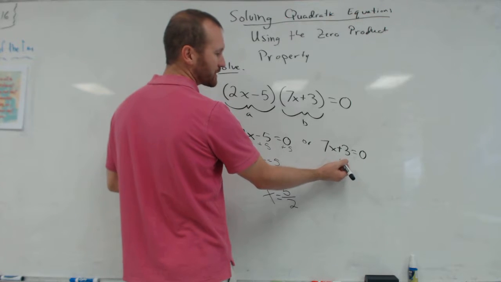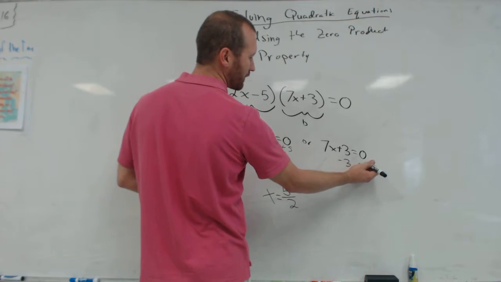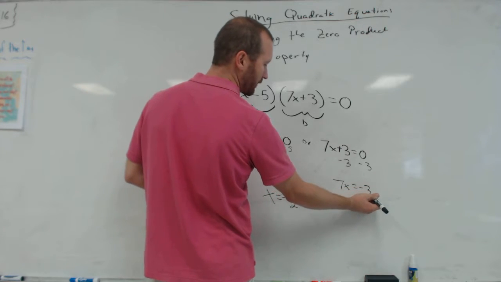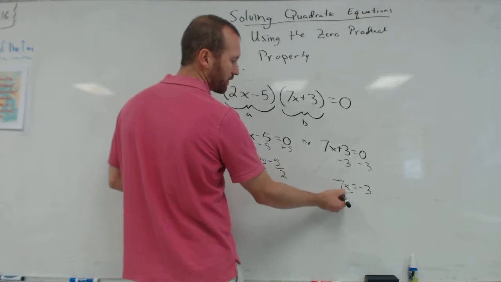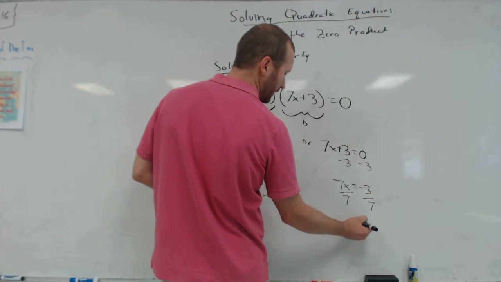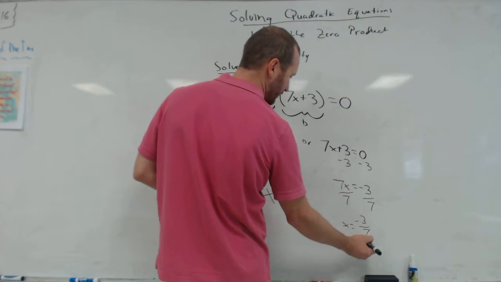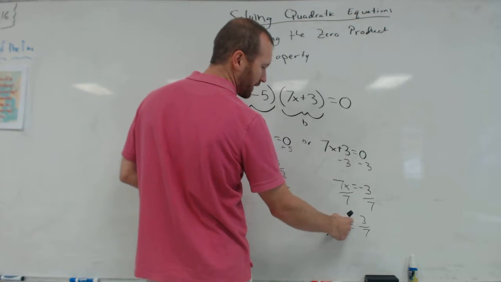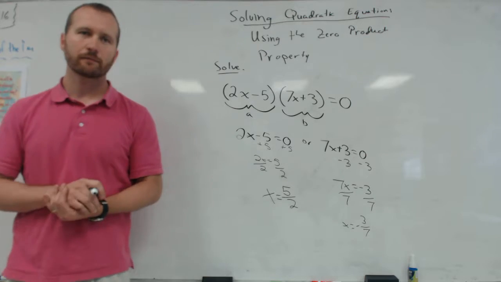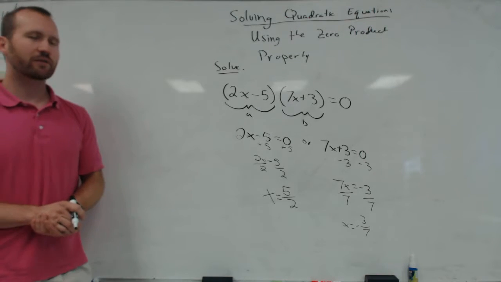So we have to do the same two steps here. Basically, we subtract 3 from both sides. 7x equals negative 3. And then we divide both sides by 7. So x would equal negative 3/7. And remember, you can write the negative wherever you want. Negative 3/7. Negative 3 over 7.